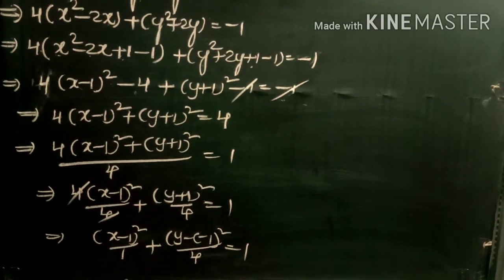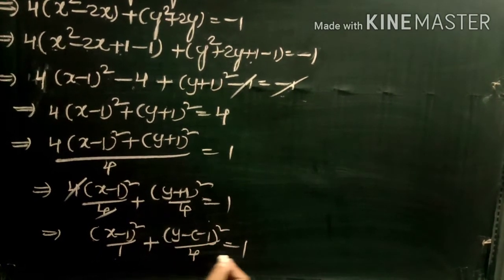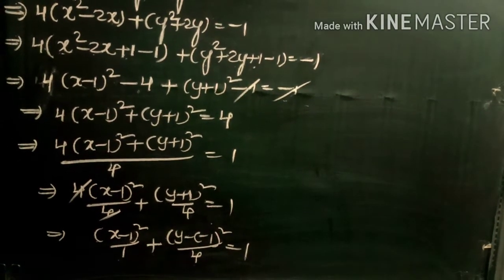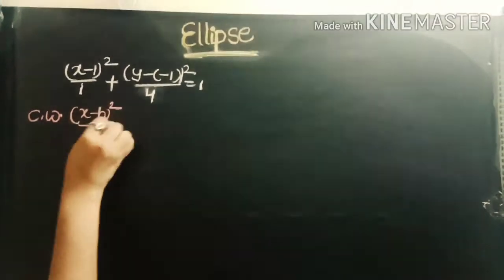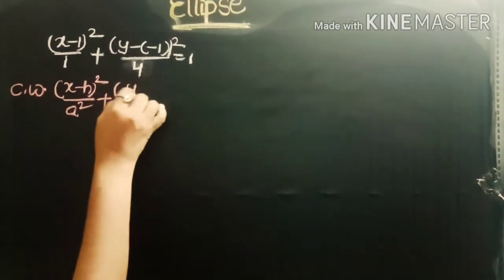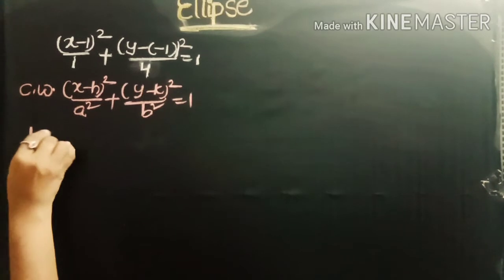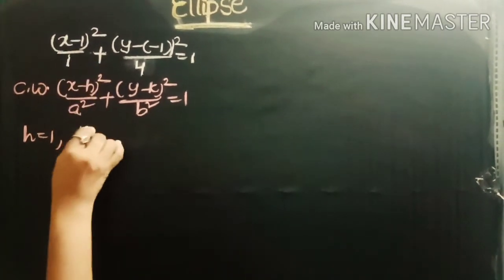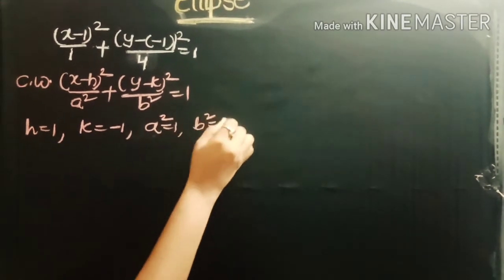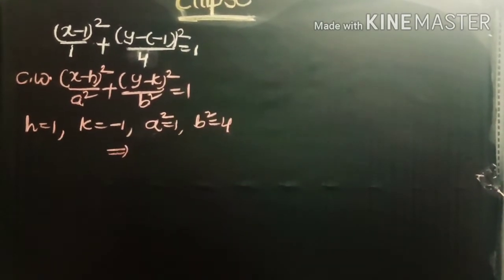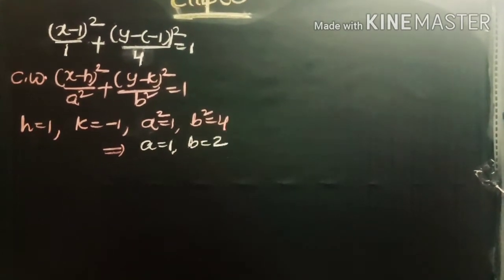which is in the form of x minus h whole square by a square plus y minus k whole square by b square is equal to 1. Comparing this equation with x minus h whole square by a square plus y minus k whole square by b square equals to 1, we get the values h is equal to 1 and k is equal to minus 1, and a square is equal to 1, b square is equal to 4. A square is equal to 1 means the value of a is equal to 1, and here the value of b is equal to 2.